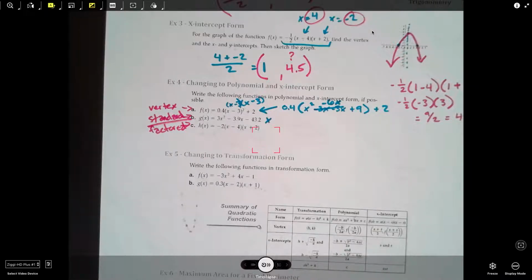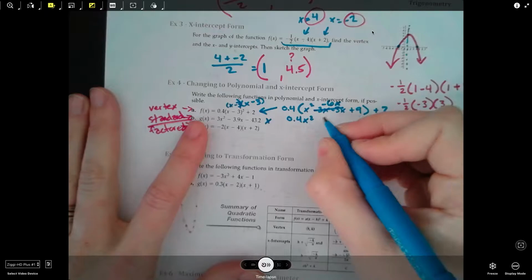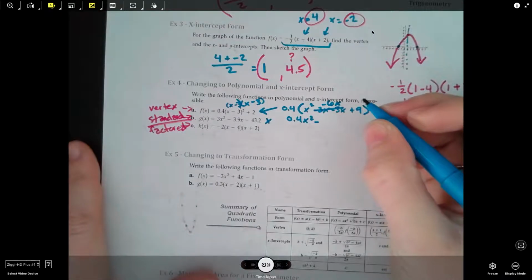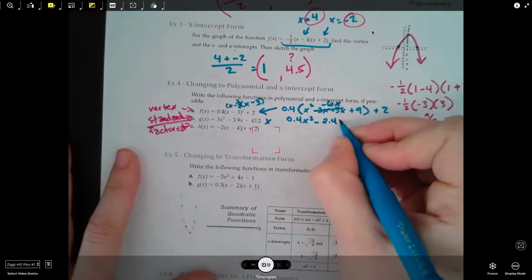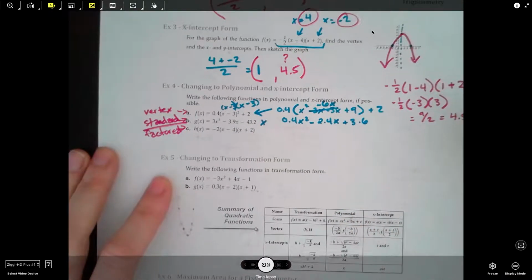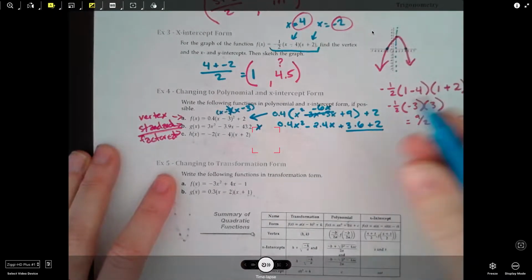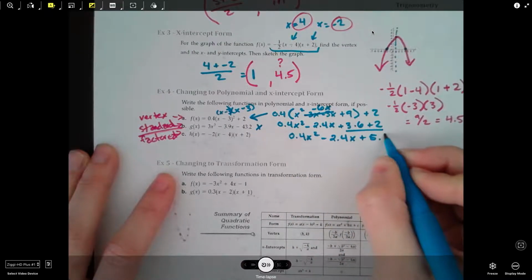What do you do next? Distribute the 0.4. Is that what you said? Yes. Distribute the 0.4. So 0.4x squared. Minus, what's 6 times 0.4? 2.4? Check me. 0.4 times 6? 2.4, minus 2.4x. And then 9 times 0.4 is 3.6. Check me. Plus 2. And then all I have to do is put those two pieces together. The 3.6 plus the 2. So 0.4x squared minus 2.4x and then plus 5.6.